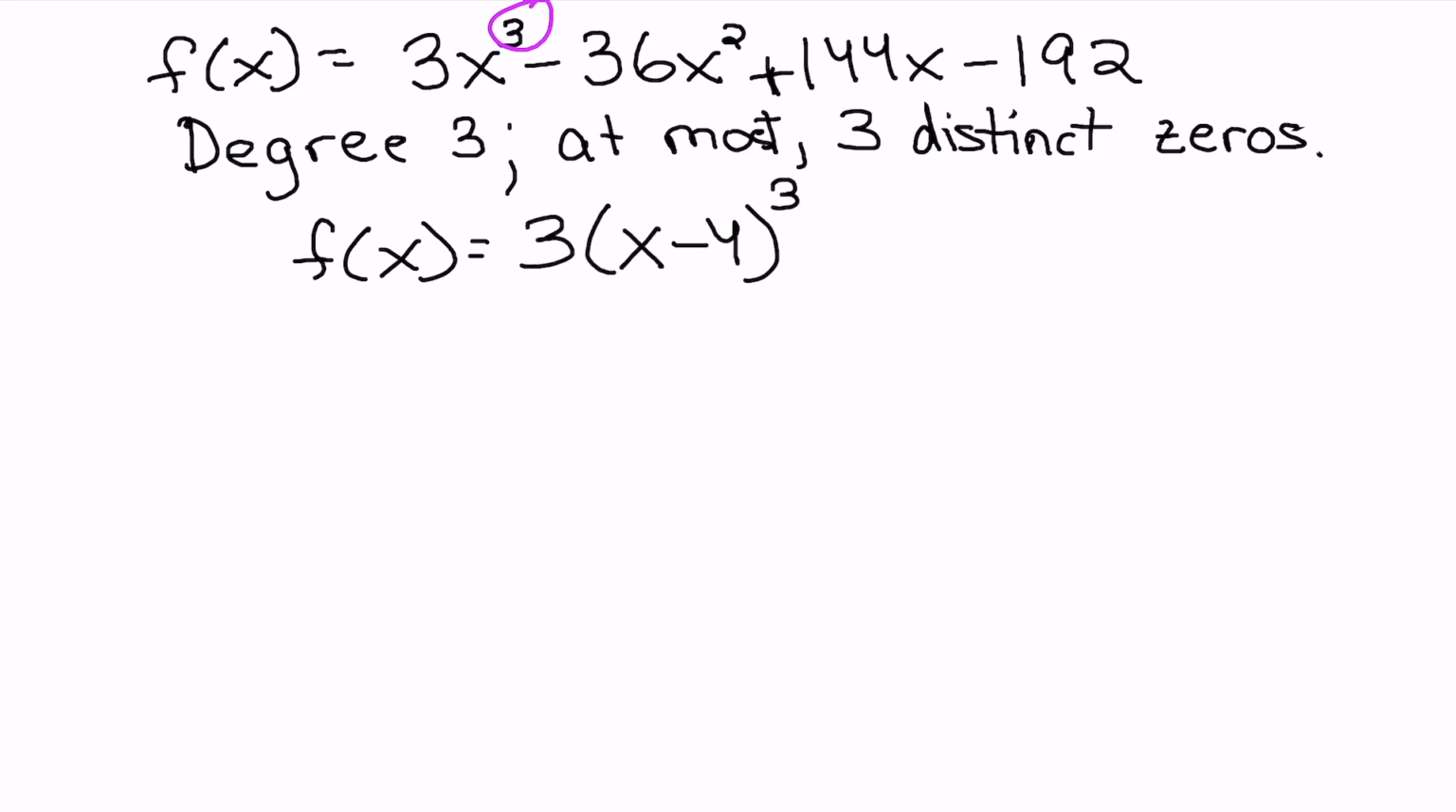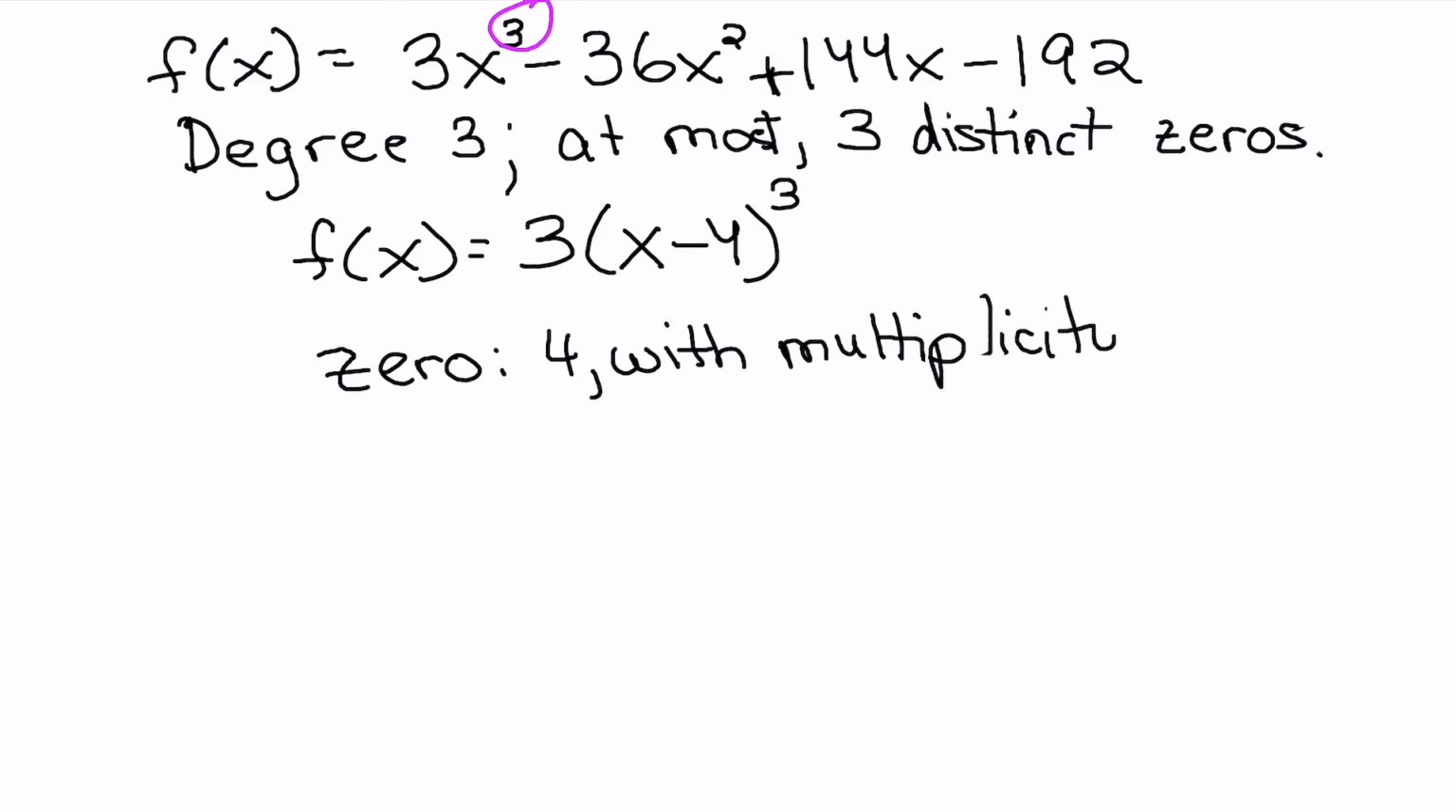Turns out that the zero is 4 with multiplicity of 3. In other words, it ends up being the same number 3 times. So they say that the zero is 4 with multiplicity of 3.